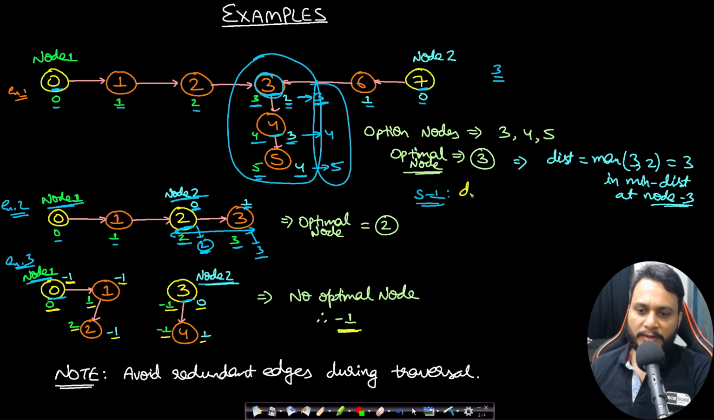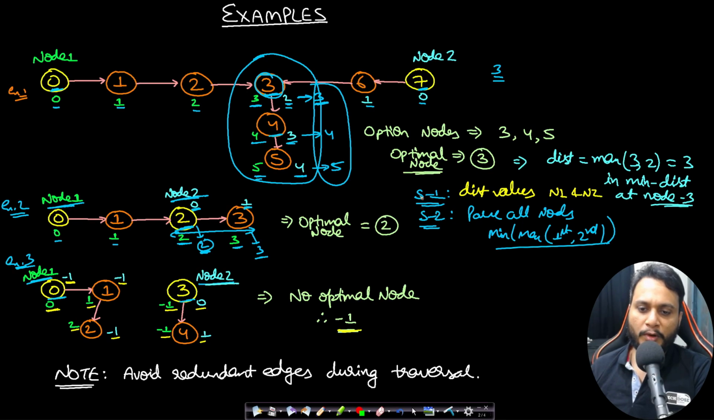So step number 1 is to calculate the distance values for traversal from both the node 1 and node 2. This should be our step number 1. And when you are done with step 1, then the step 2 should be to parse all the nodes one by one, and we need to try to minimize the maximum of both the distances from node 1 and node 2, right? This should be the overall idea. I hope you have understood the idea.